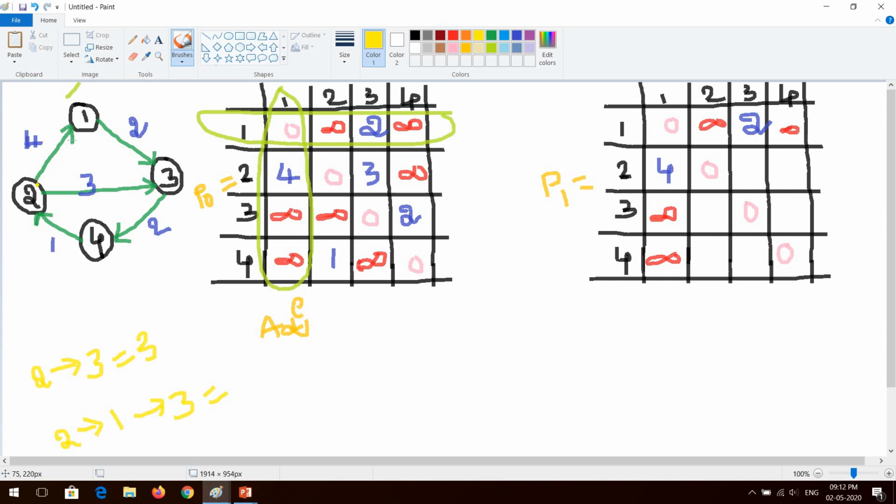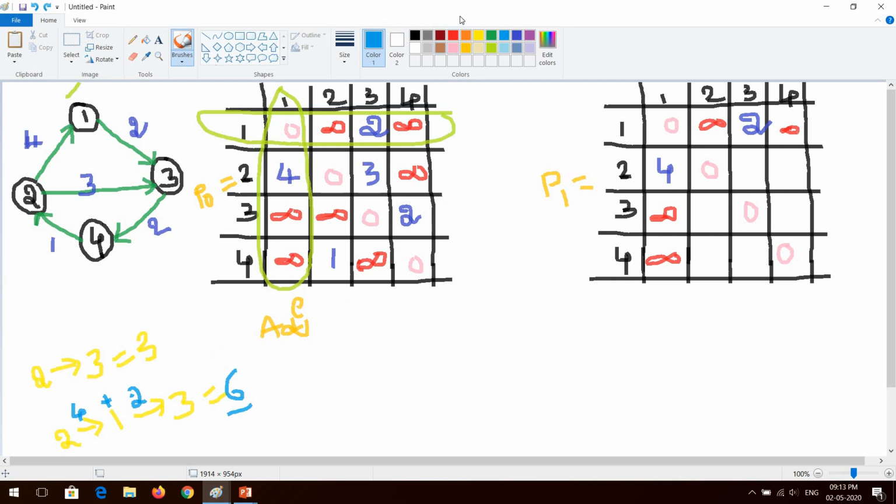Then what is the cost? 2 to 1, is there any direct edge? There is an edge of cost 4. 1 to 3, there is an edge of cost 2. So total cost is 4 plus 2, 6. Means if I want to traverse from vertex 2 to vertex 3 by means of intermediate vertex 1, I am able to traverse with cost 2 to 1 of 4, 1 to 3 of 2, totally 4 plus 2 of 6.